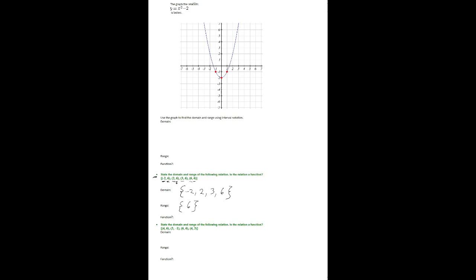Is this a function? Well, what's the definition of a function? A function is something where for every domain, for every input or x value you put in, you only have one range or one output. So every time we put in -2, we're going to get 6. Every time we put in 2, we're going to get 6. So this is a function. Yes, it is a function because for every input, you only get one output.